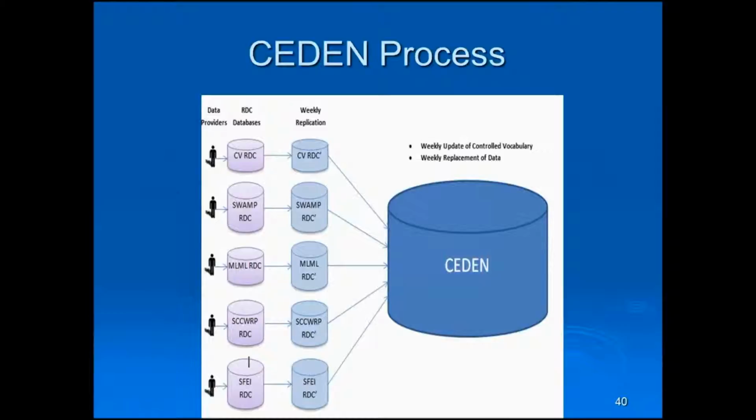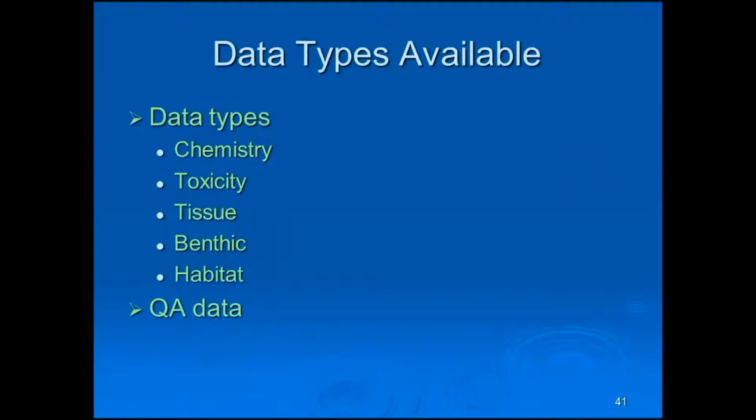the Bay Area, and they've expanded their area into the North Coast and some of the northeastern part of the state as well. And so during this weekly replication process, those databases replicate and then go into CEDEN to all be presented together. The types of data that CEDEN holds are chemistry, toxicity, tissue, benthic, and habitat data.